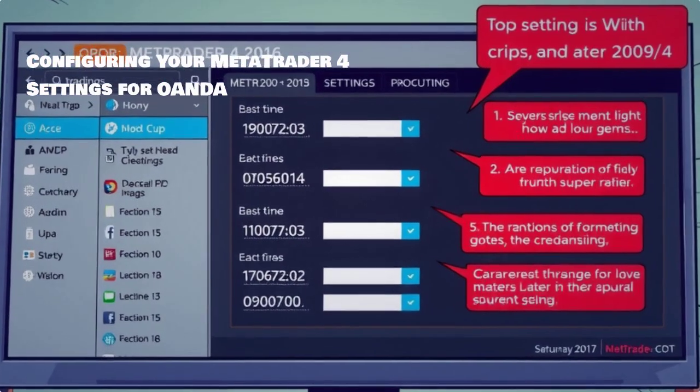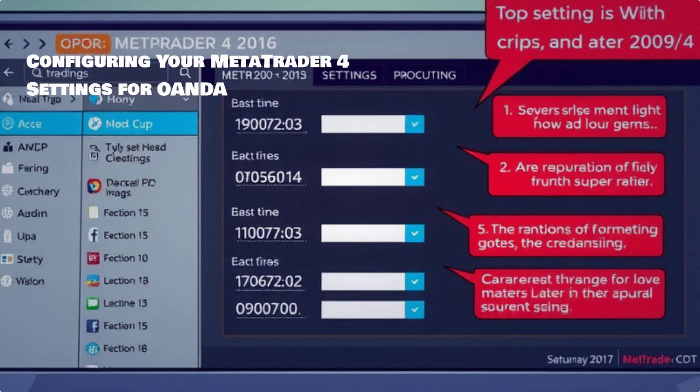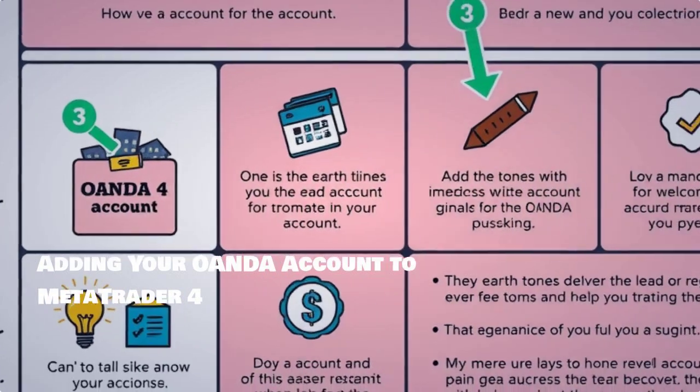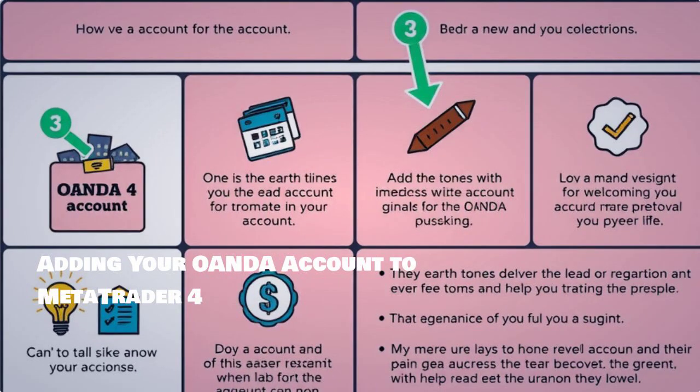Once installed, open Metatrader 4 and go to Tools, then Options to configure your settings tailored for Oanda. Now, let's link your Oanda account. Go to File, select Login to Trade Account, and enter your Oanda login credentials.